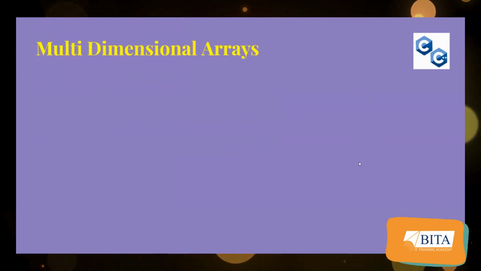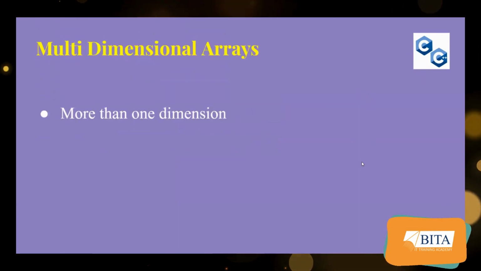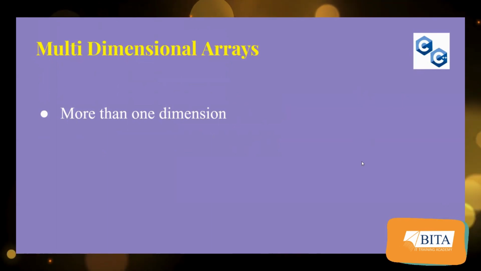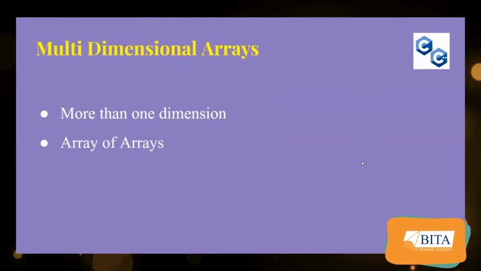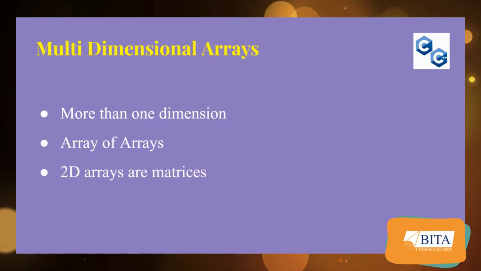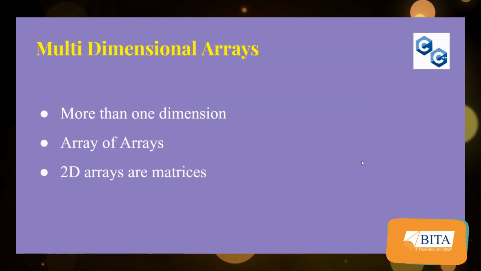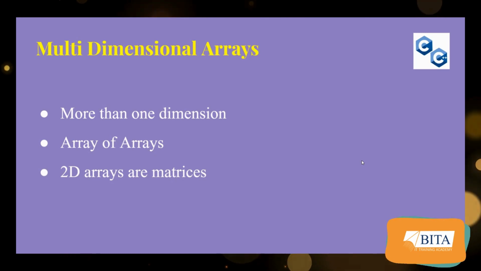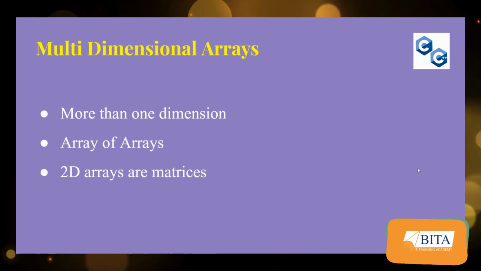The array which has more than one dimension is called a multidimensional array, and this is also known as the array of arrays. And we have 2D arrays. This is the basic multidimensional array, and this is also called matrices.